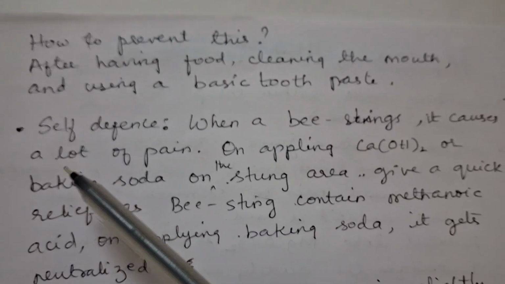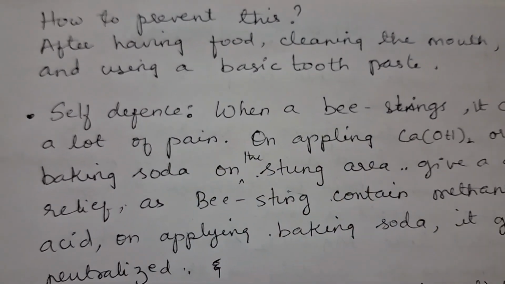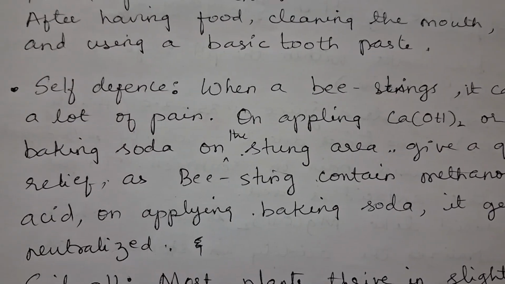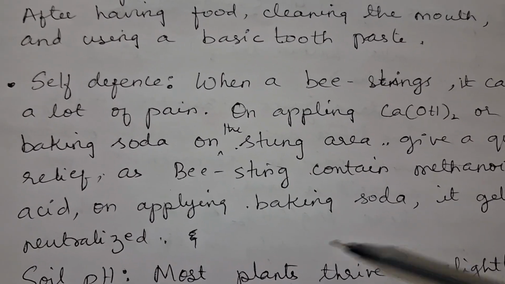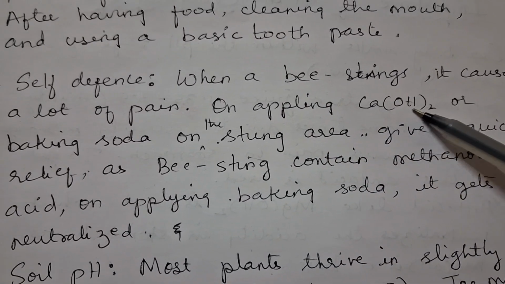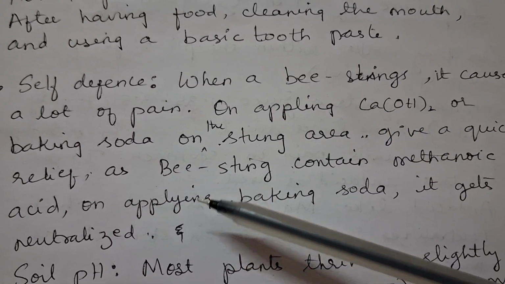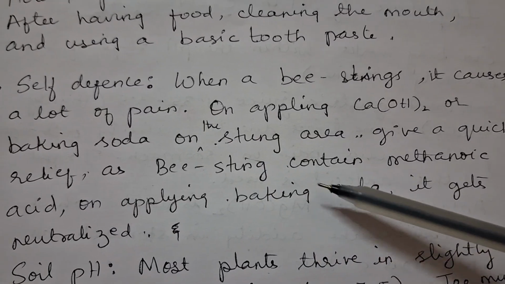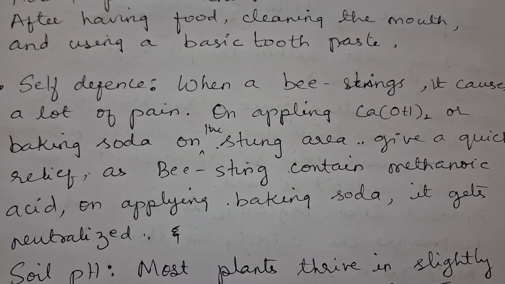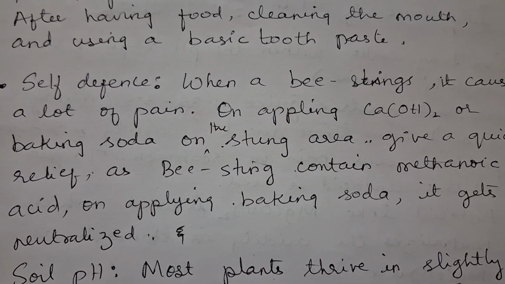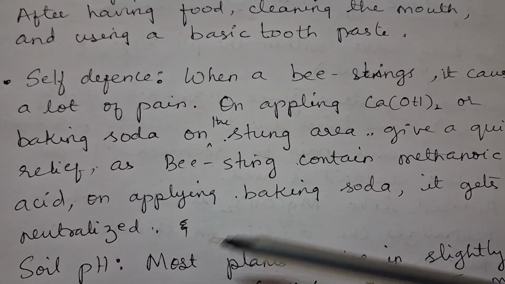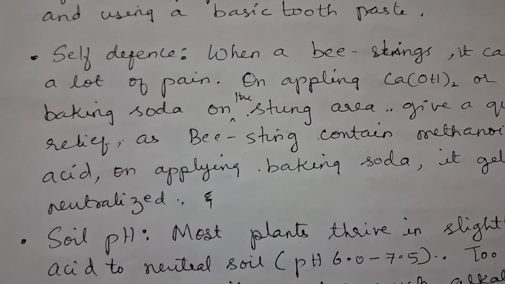Next is self-defense. Generally bees and some wasps sting, and once they sting it causes a lot of pain. Immediately people apply a little calcium hydroxide or baking soda on the place where it has stung, and relief is immediate. Why? Because a bee sting contains methanoic acid. Baking soda is a base, so it neutralizes the acid, and finally the pain is relieved.